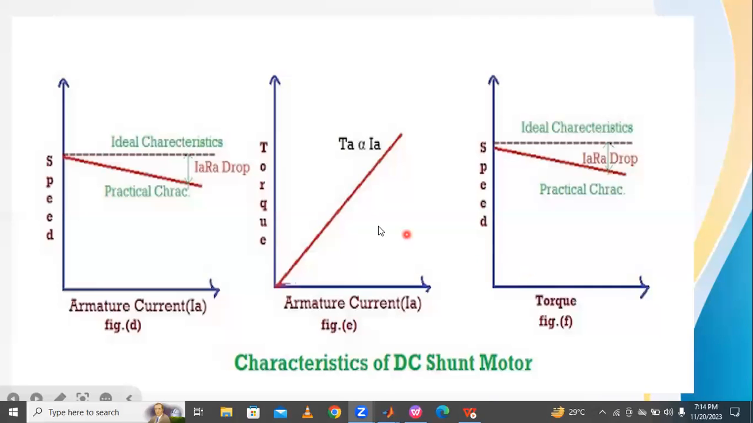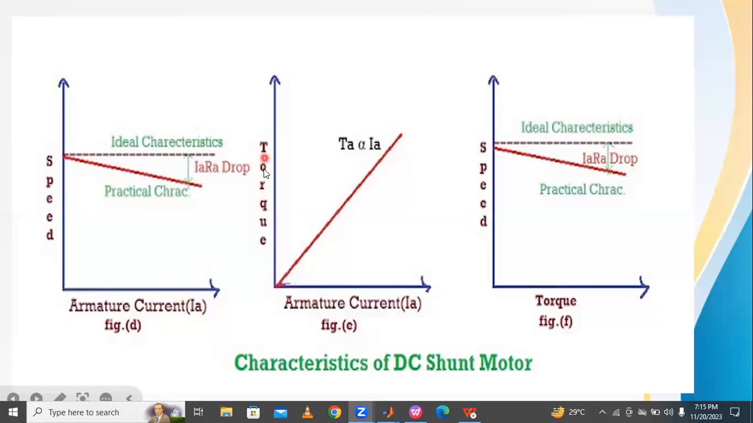Okay, and next, these are the characteristics of the DC shunt motor. Speed versus armature current IA. In the ideal condition, this is the characteristic. Practically there is a voltage drop, the IA drop, because of which the speed slightly decreases. The practical characteristics are like this. Speed is approximately constant, with only small drooping characteristics. This shunt motor is called a constant speed motor. Even though the armature current changes, the speed is almost constant, with small drooping characteristics.